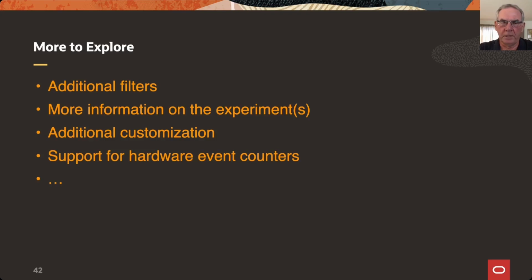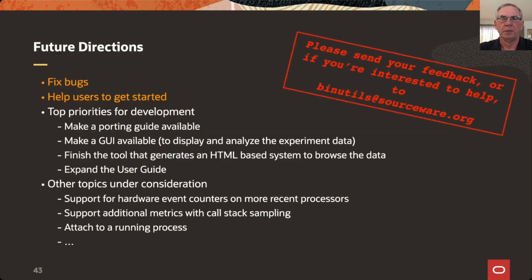There's a lot more that I haven't covered here, including some more on the filters. But again, given the GUI is not that far away, maybe wait for that. You can get a lot more information on the experiments. There's more customization. The mini tutorial as part of the repo that I mentioned, the tech info document, has more information on that. And hardware event counters: I realize I didn't say much about it, but the support is there, and you use the -H option to enable that. So these are some of the future directions.